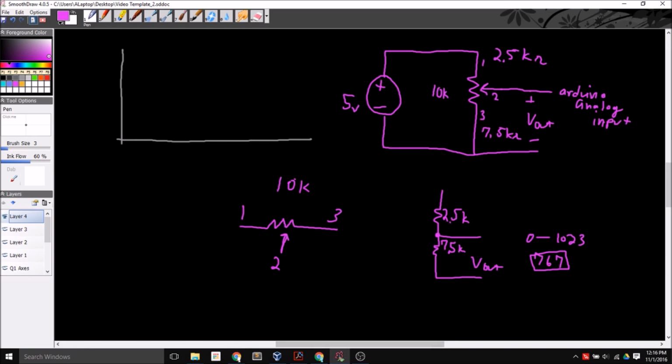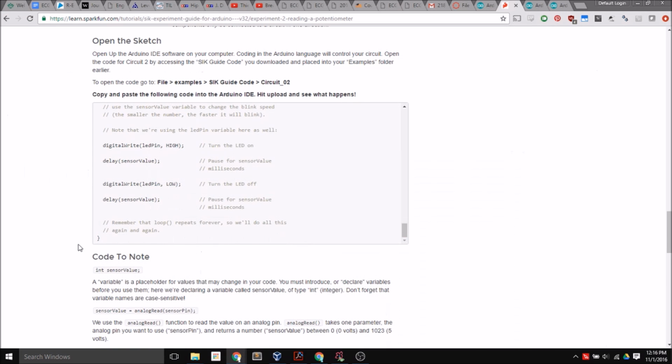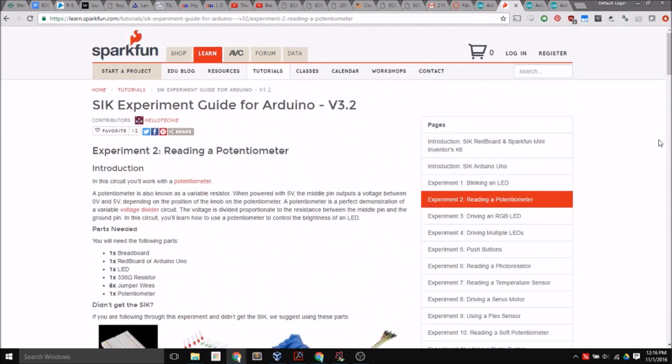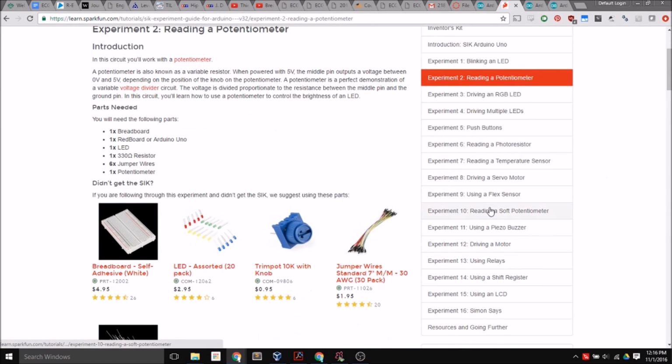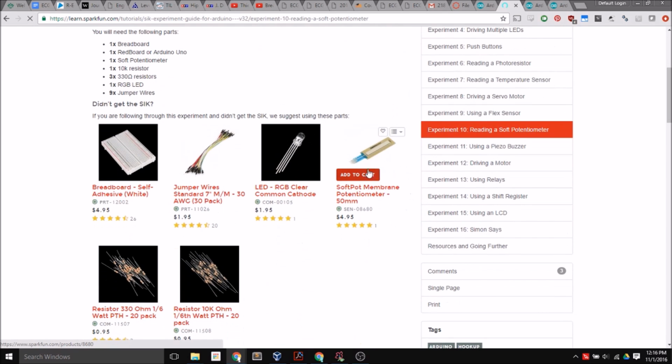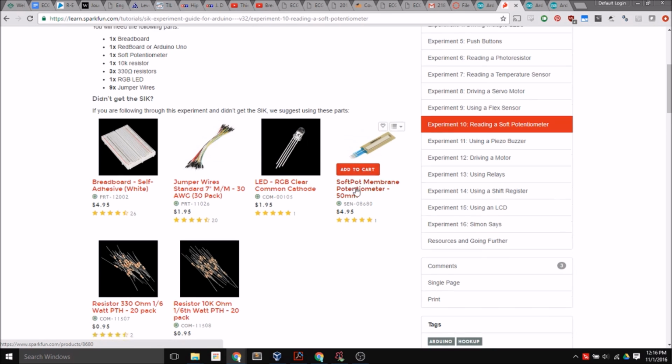Now, I mentioned again, we don't have to use a potentiometer. We could use the soft potentiometer or the soft pot. And there's actually a tutorial here that says how to use a soft potentiometer, experiment 10. And this is using our soft potentiometer. So you can put your finger here and slide it up and down on this conductive portion here, and that will change the potentiometer just like turning the knob.